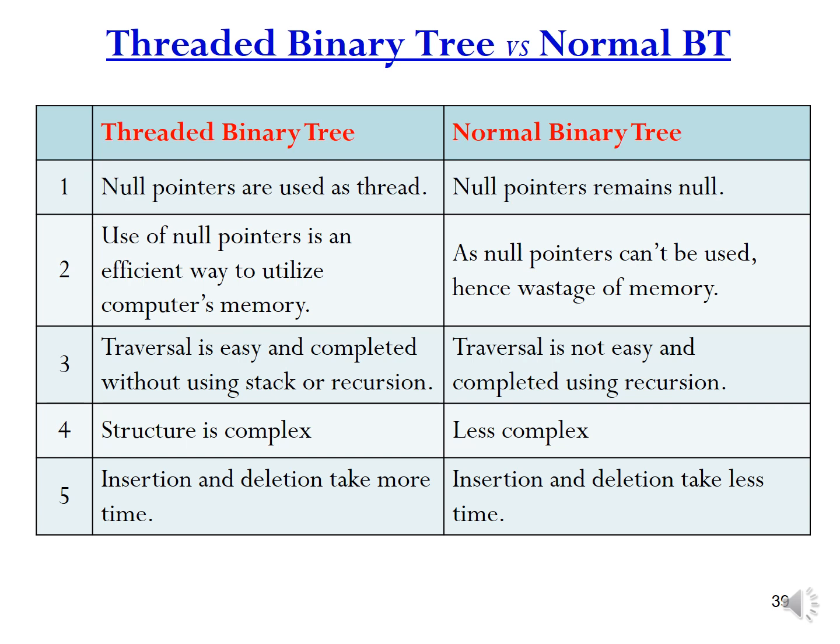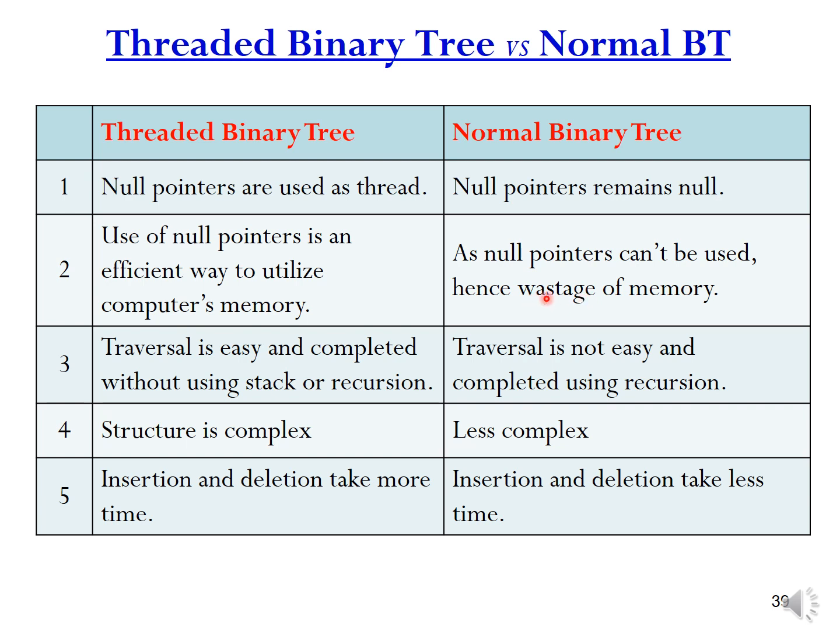Now we will see the comparison between the threaded binary tree and the normal binary tree. In a threaded binary tree, the null pointers are used as threads. In a normal binary tree, null pointers remain null. In a threaded binary tree, the use of null pointers is an efficient way to utilize the computer's memory. In a normal binary tree, null pointers cannot be used, hence this is a wastage of memory.